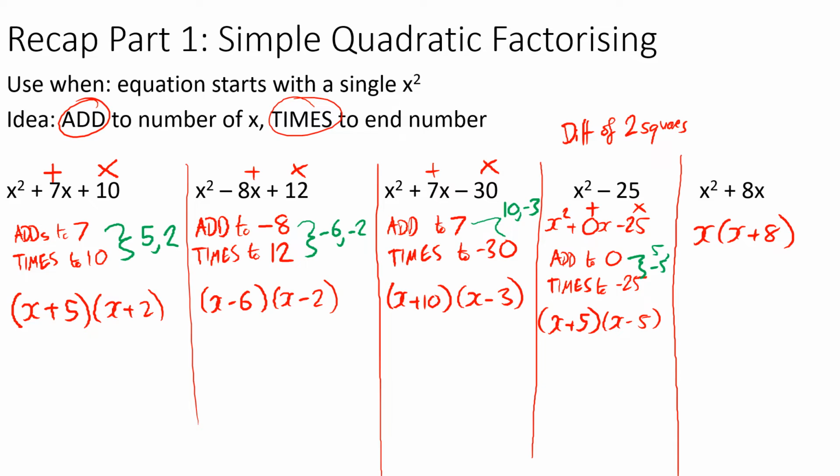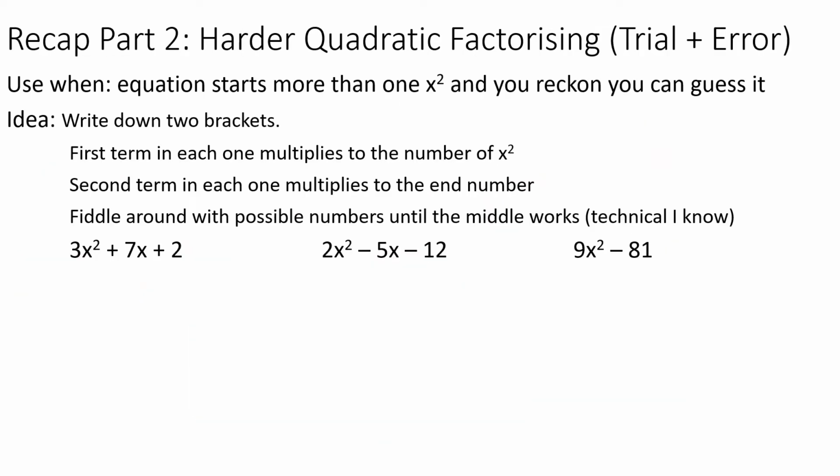Okay, that's part 1. But there's also some tougher factorizing as well. There's some harder quadratic factorizing. And there's 2 ways of doing these, and I did want to treat these as 2 separate methods, because I think they'll appeal to 2 different types of people, but it's useful to know about both of them. So let's look at our first one. When we start with more than 1x squared and we reckon we can guess it, that means the numbers are ones that are fairly straightforward to break down.